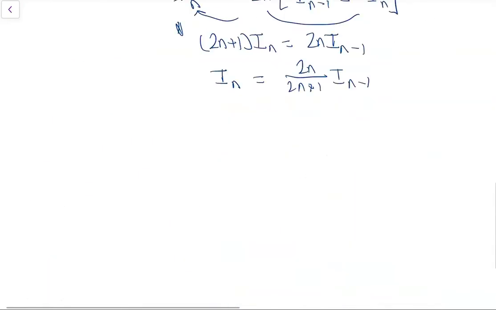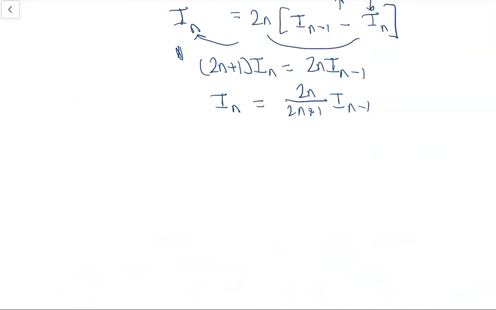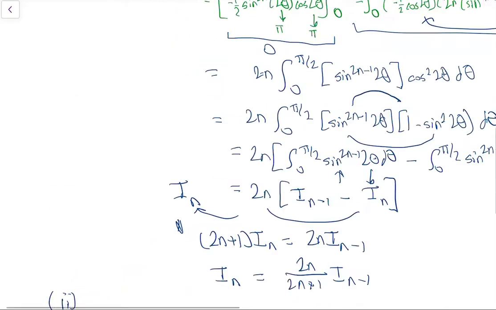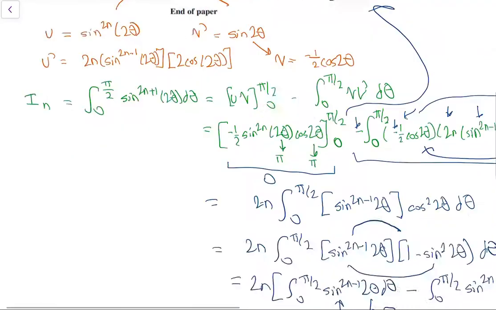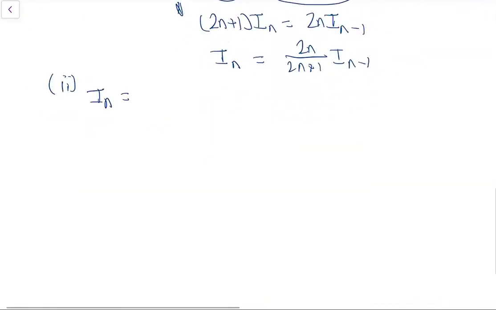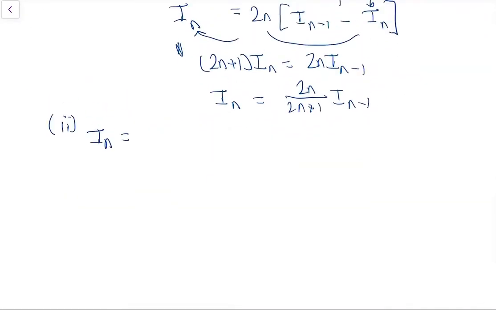Okay, so now the next part, part II, is to find what I_n is equal to for all values of n. So you have to prove it's equal to 2 to the 2n times n factorial squared divided by 2n plus 1 factorial.